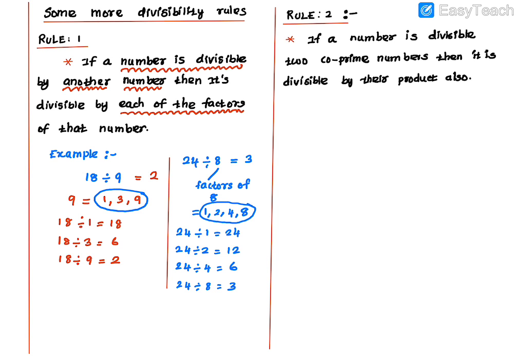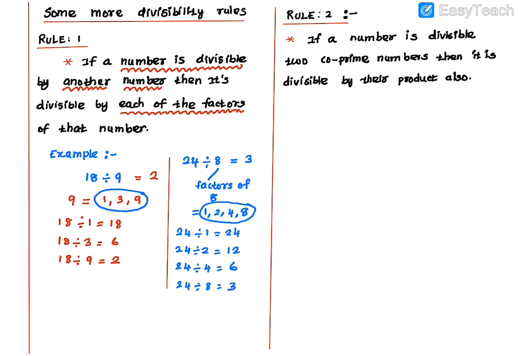First, if you read the statement, if a number is divisible by two co-prime numbers. In my previous class, I spoke about co-prime numbers. What does co-prime mean? Two numbers which have only 1 as a common factor are called co-prime numbers. For example, 2 and 3 have only one common factor, that is 1. Apart from that, there is no other common factor.